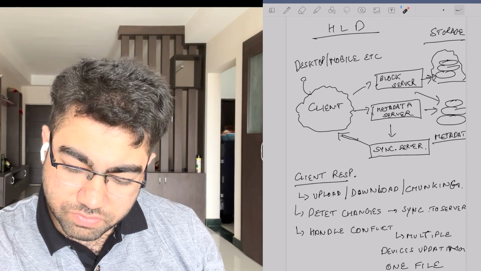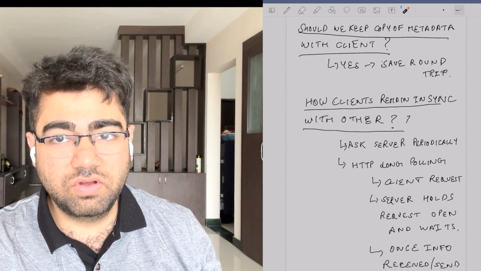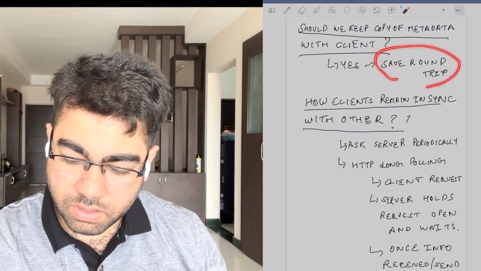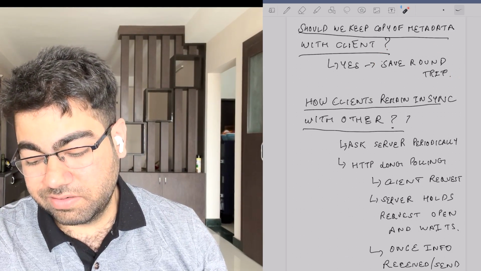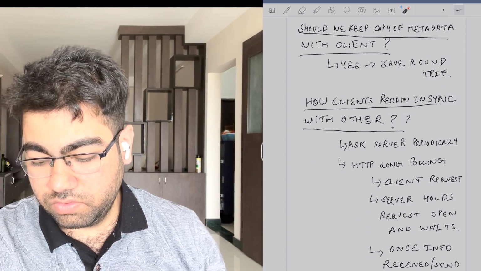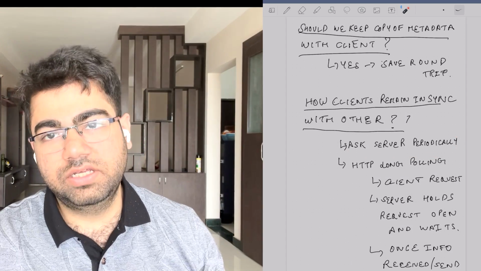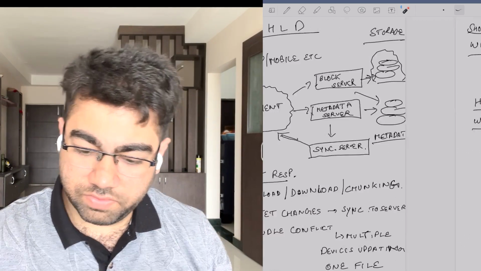So for that, we would also have to maintain the metadata on the client itself, apart from just maintaining it on the metadata database. So this would help us save the round trip. Now, how do clients remain in sync with each other, like the problem that we just discussed? So what basically clients can do is ask the server periodically. Now this will waste a lot of resources and also cause a lot of inconsistency issues.